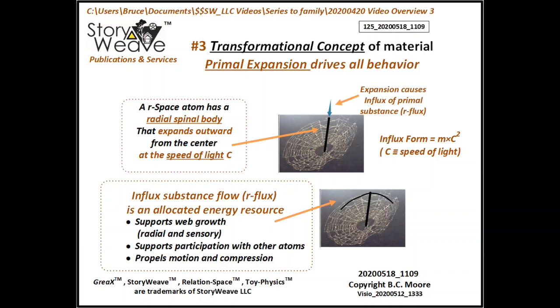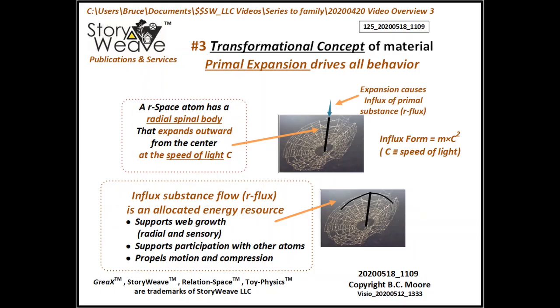And finally, we come to the third transformational concept of material that comes out of toy physics. And that's of primal expansion, which drives all behavior. You see in that web a depiction of a radial element, that black element coming up from the center. That's the spinal body of an atom, that radial element. You've seen it before, I think, but R space, that symbol, just stands for relation space.